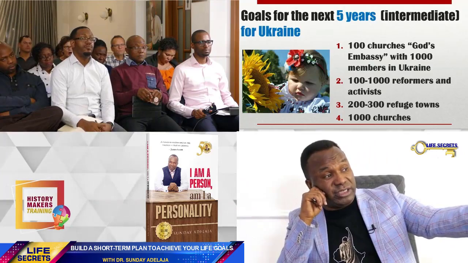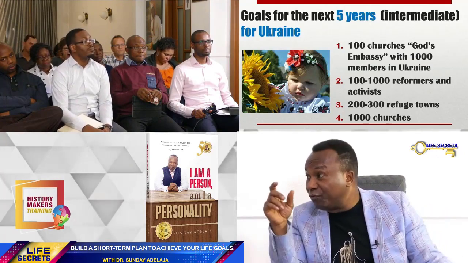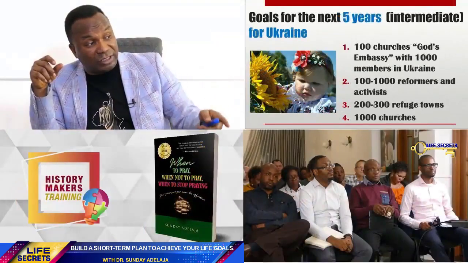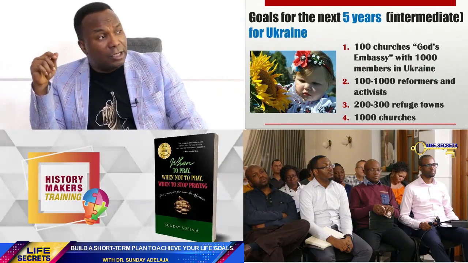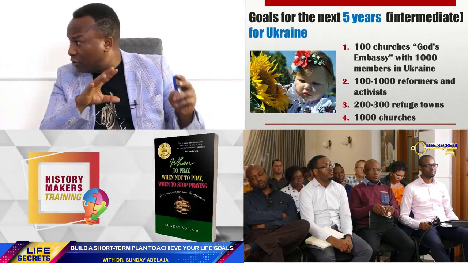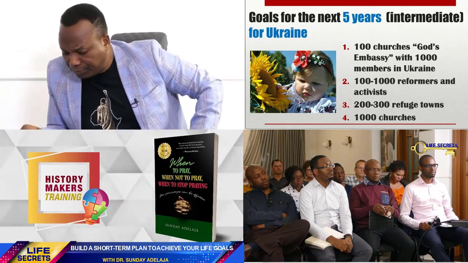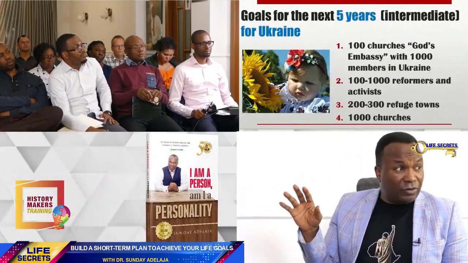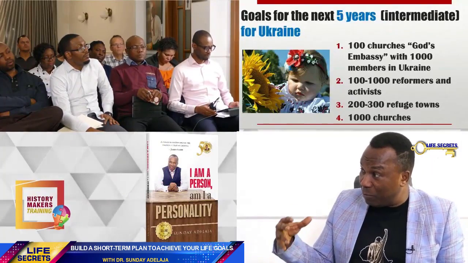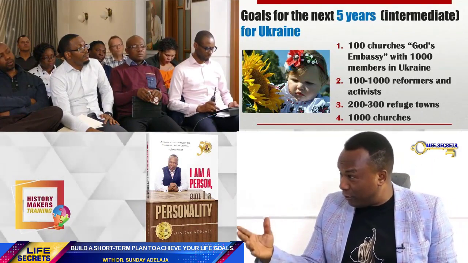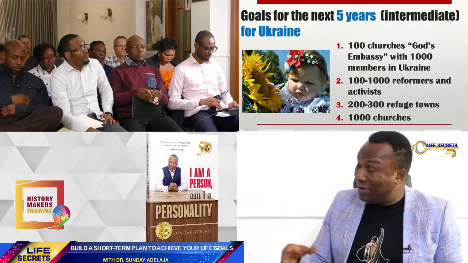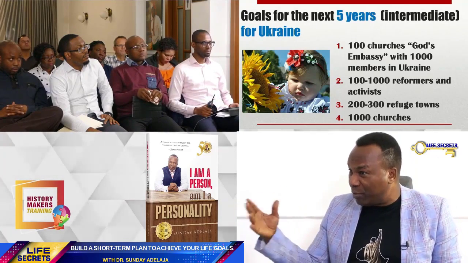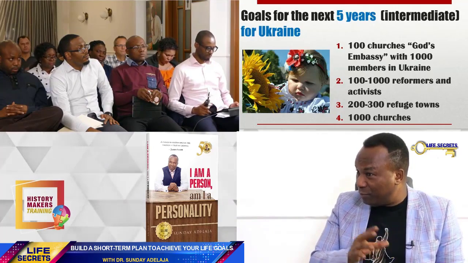So I want 100 churches of God's Embassy Church with 1,000 members each, and 1,000 reformers, 300 cities of refuge and 1,000 new churches. These are just concrete ideas for the next 5 years. So what do I do? I have to think, and I'm doing this for you now. It's another thing if I'm working with factories, if I'm an inventor or a businessman, but most things you will do will have to do with people, so let's use my own example as people.